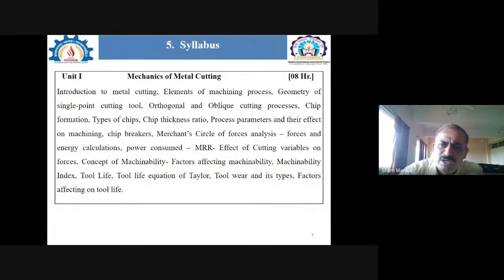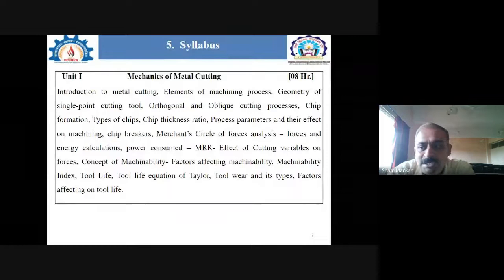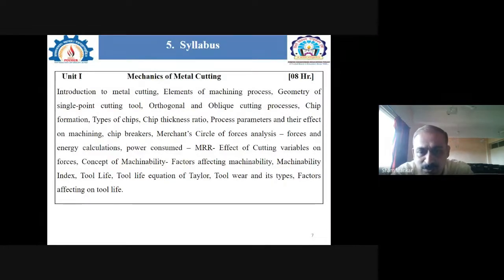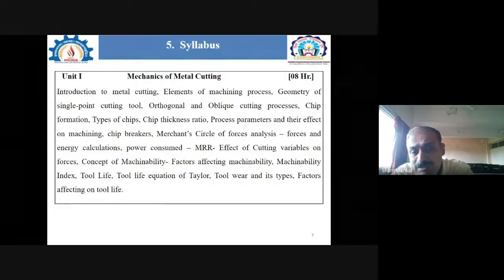So tool life we can consider in terms of minutes, hours, and days also. But while considering tool life in this unit, one must know for how much duration the tool is in contact with the workpiece material. Then we can easily calculate the tool life.